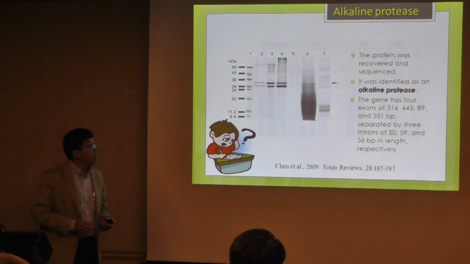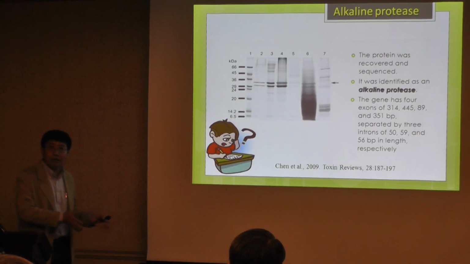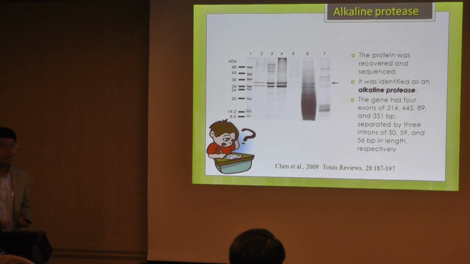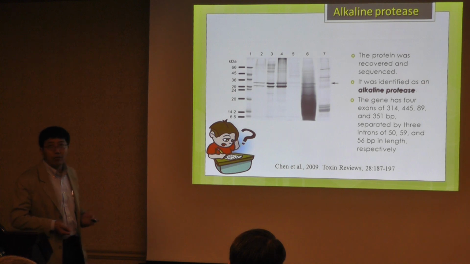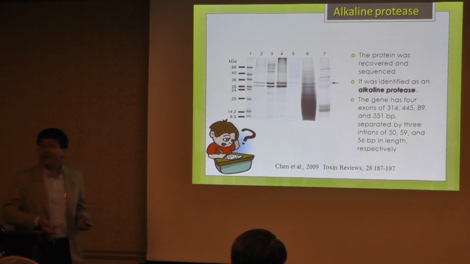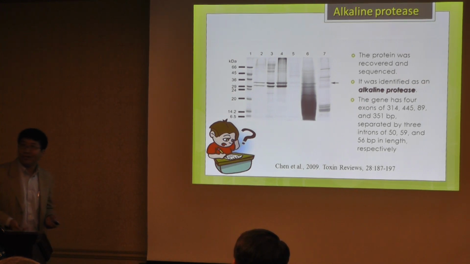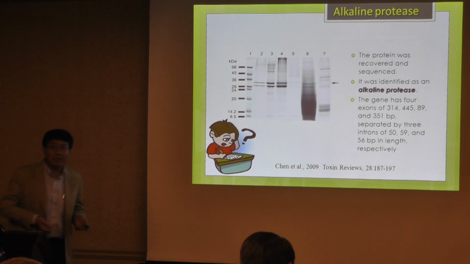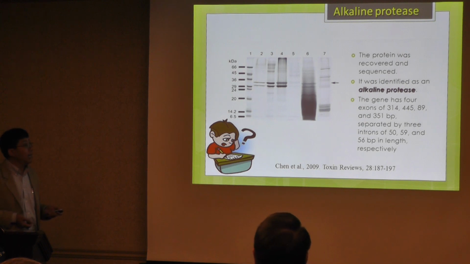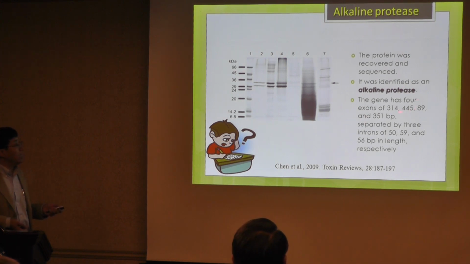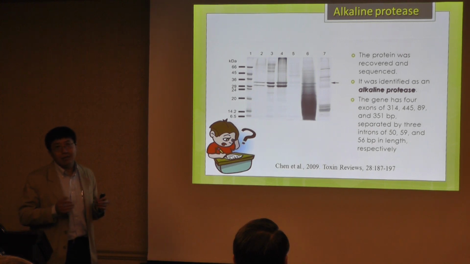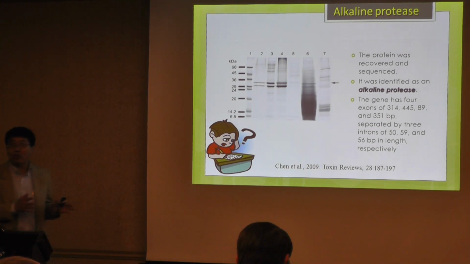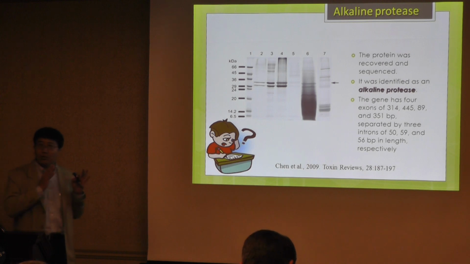And we recovered this protein and sent it out for peptide sequencing. We did a sequence homology search and it was identified as an alkaline protease. And I'm not sure whether Dr. Bluhm has found this in your proteomics. It's one of the dominant proteins in the infected corn. So we cloned this gene, and it has 4 exons separated by 3 introns. And we think this is one of the good targets. At least it has high-level expression in the medium and also in infected corn.